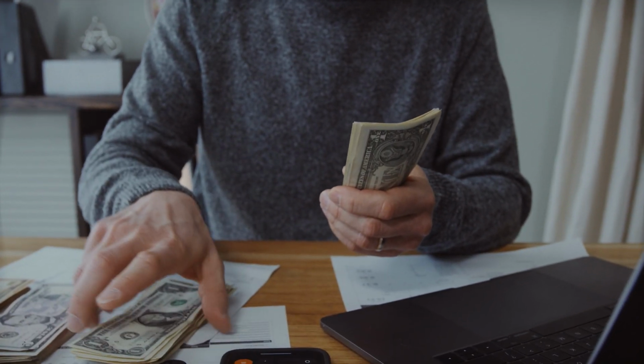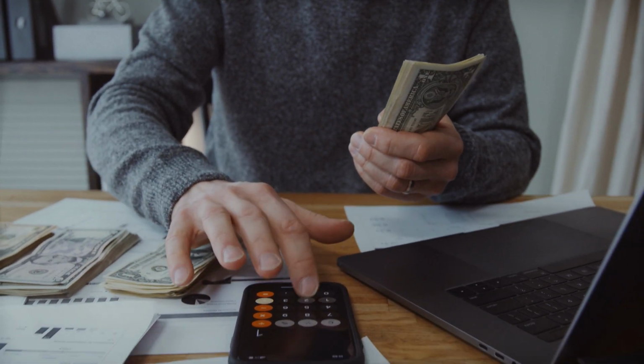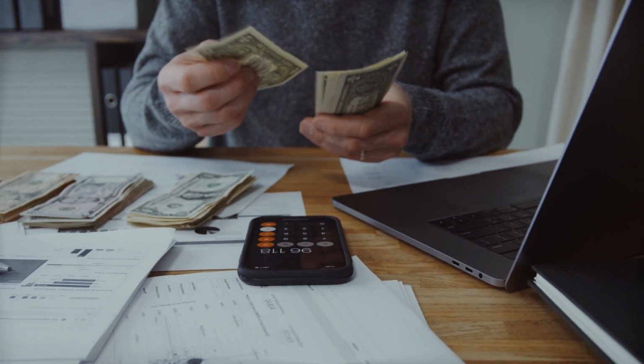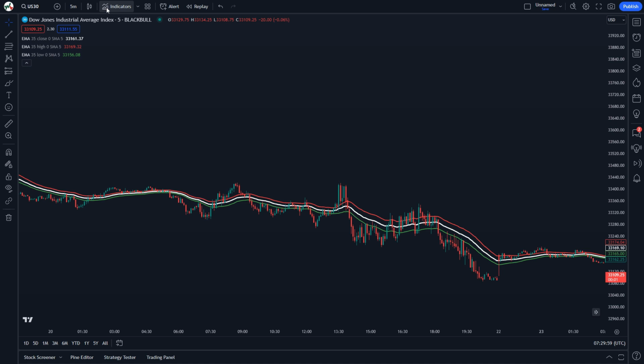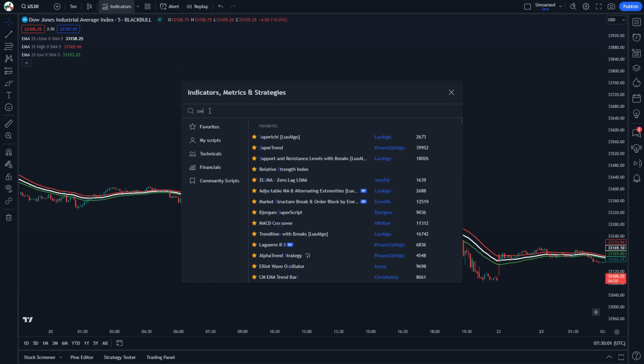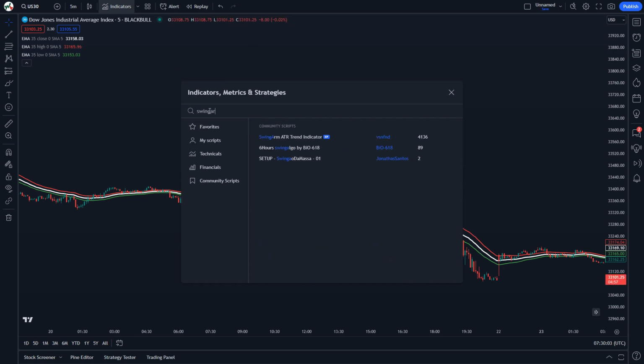We can eliminate fake signals using the methods that I'm going to introduce later in this video. Now let me teach you how to filter fake signals. Open the tab on the search bar and type Swing Arm ATR.